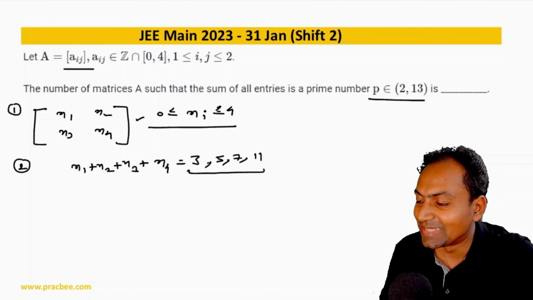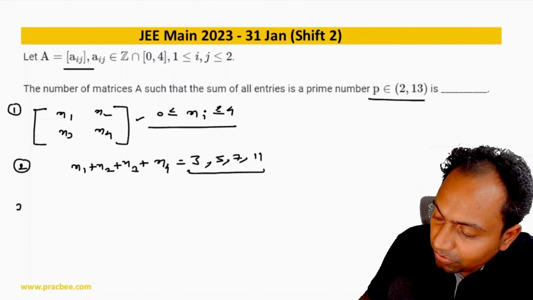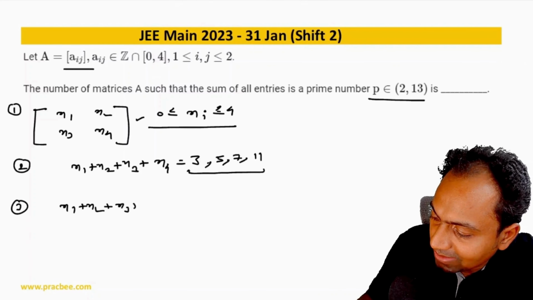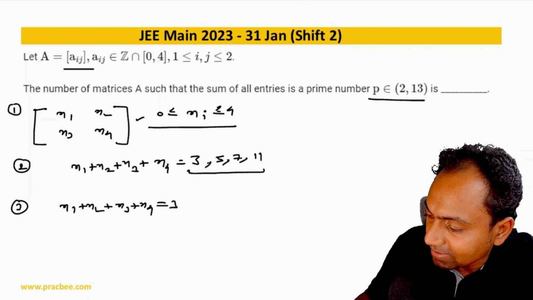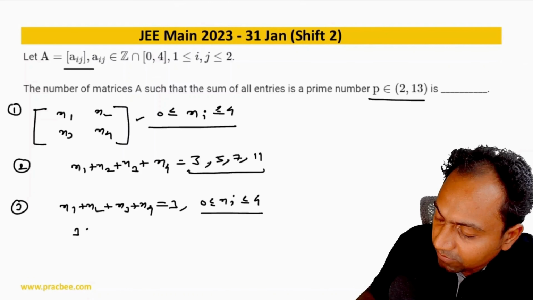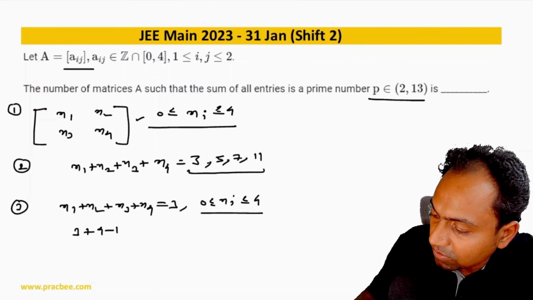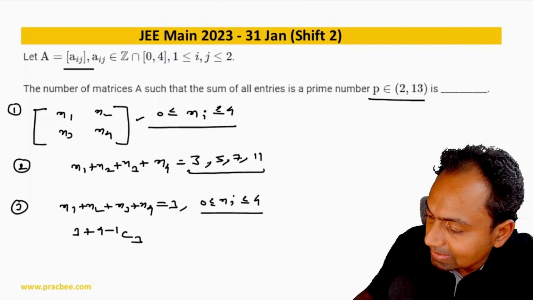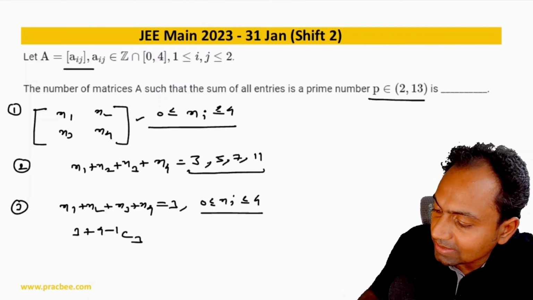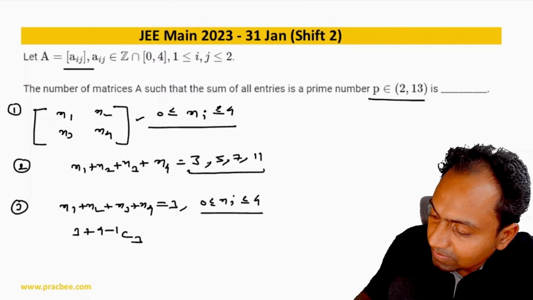Once you have done this, the next part is to find out the number of possible solutions in all of these 4 cases. So if I take this equal to 3 and xi lies between 0 and 4, it is quite simple. You can directly apply the formula: 3 plus 4 minus 1 C3. This is going to be the answer. So this is my case 1.